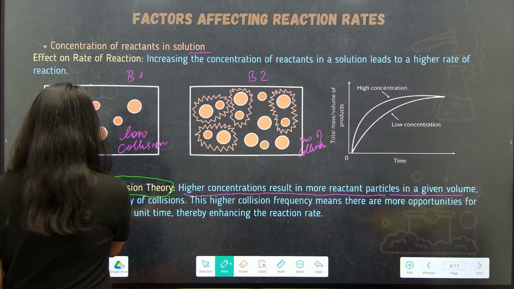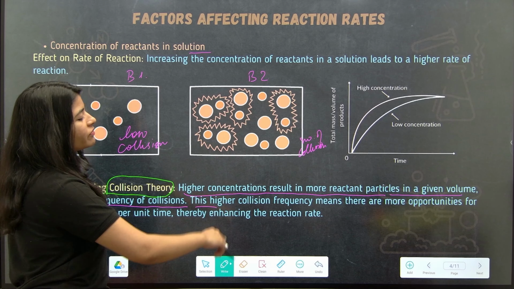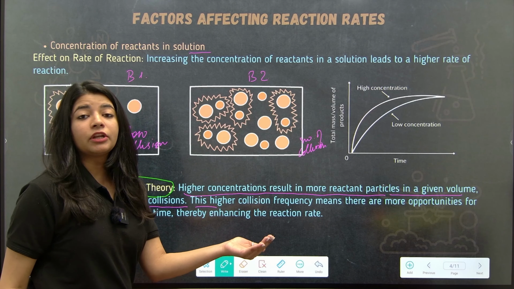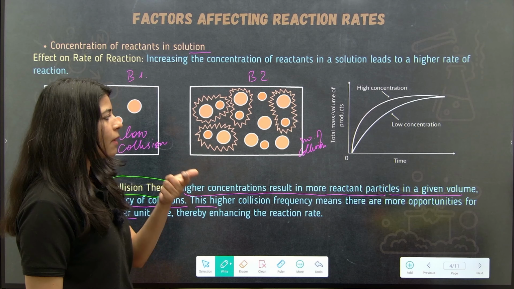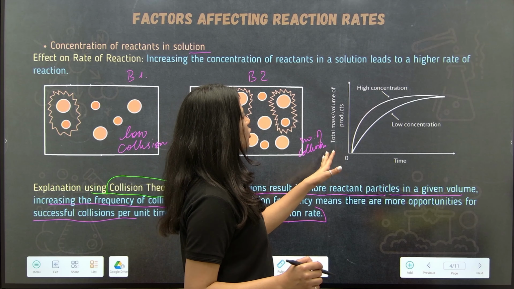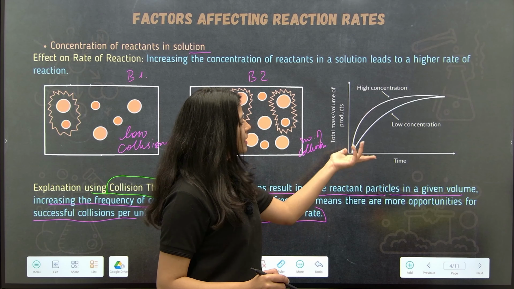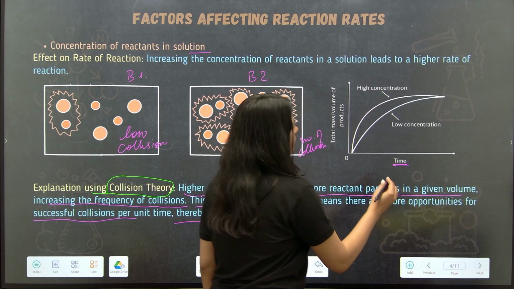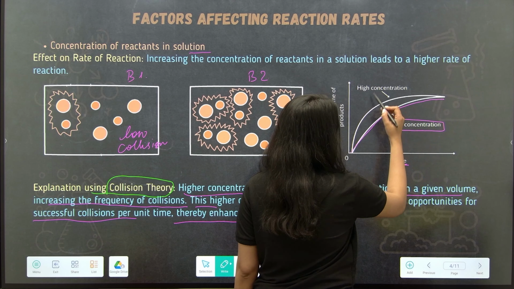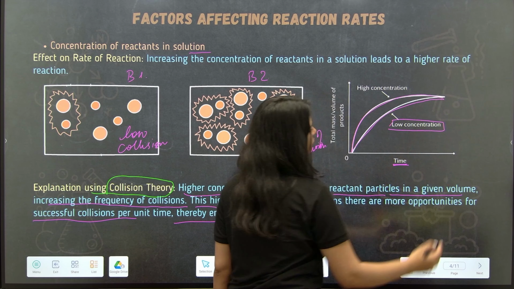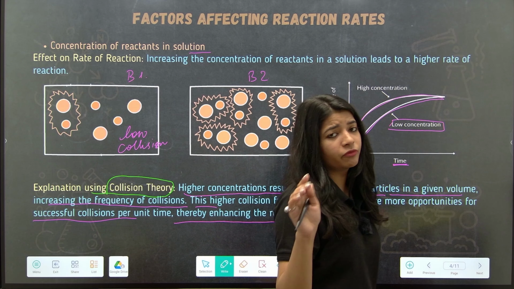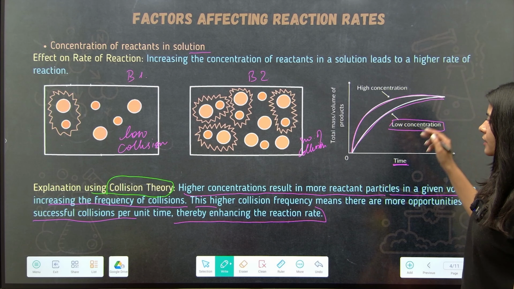Then increasing the frequency of collision. This higher collision frequency means that there are more opportunities for successful collisions per unit time. We talked about successful and unsuccessful collisions also in part 1, thereby enhancing the reaction rate. Now this is a graph between the total mass and volume of products and the time taken. When the concentration is less, the graph will be something like this. When the concentration is high, the time taken will be less, but ultimately the amount of product which will be formed will remain the same, right? So this you should know, the graph is important.